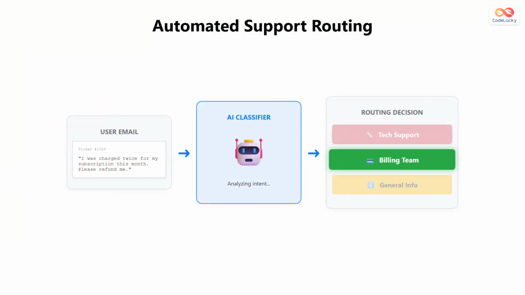Let's look at a customer support example. A user sends an email about being charged twice. The AI analyzes the intent behind the text, recognizes it as a billing issue, and automatically routes it to the billing team, bypassing the general support queue entirely.